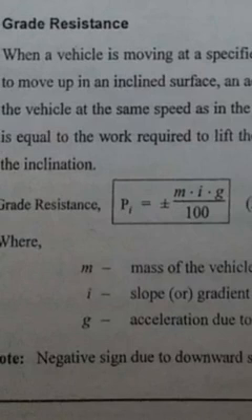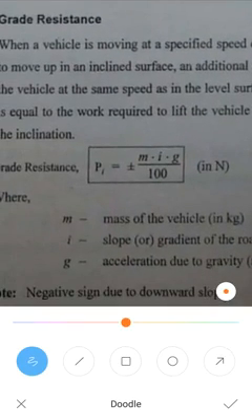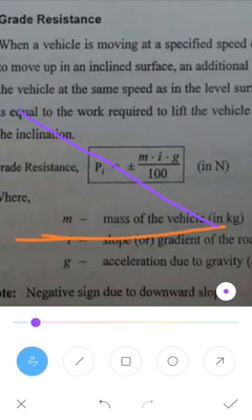So what is this grade resistance? When the vehicle is moving at a specific speed on a level surface, consider the road is leveled. See, this is the road, where the road is leveled. The purple color line I'm showing is the surface of the road. That is the gradient. It has the angle theta. So this is theta.